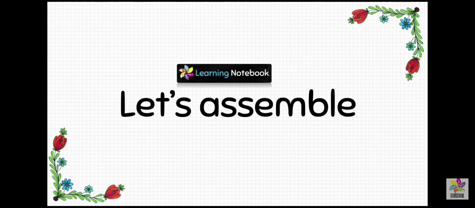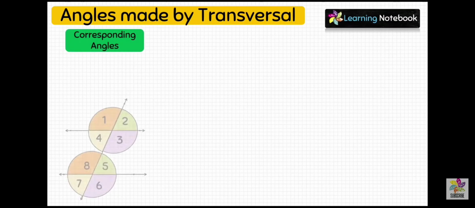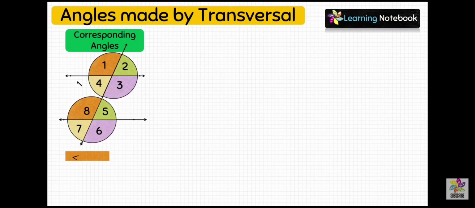Assemble our project. Take a white chart paper and write the heading on it, angles made by transversal. So students, first we proved that the pair of corresponding angles made by transversal are equal. That is, angle 1 equals angle 8, angle 2 equals angle 5, angle 3 equals angle 6, and angle 4 equals angle 7.